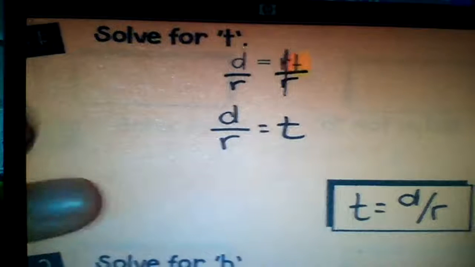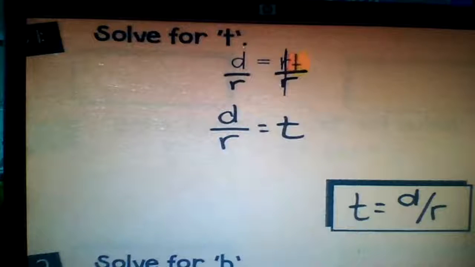Okay, that's supposed to go in the little box when you're finished. Your final answer should go in the little box. So, to find how long it took you, you take the distance that you went and you divide by the rate that you traveled. So something like you traveled 300 miles and you were going 3 miles an hour. How long did it take you? You would take 300 and divide by 3. It took you 100. Okay.